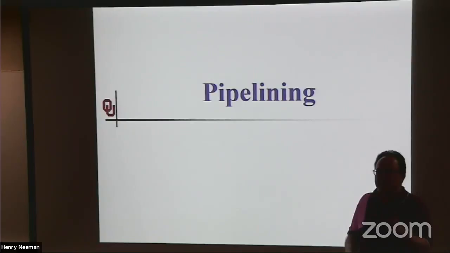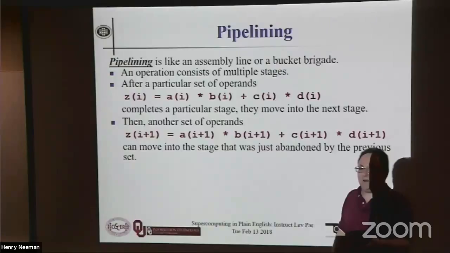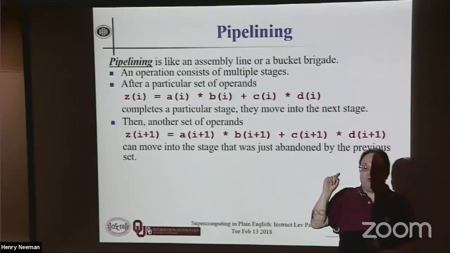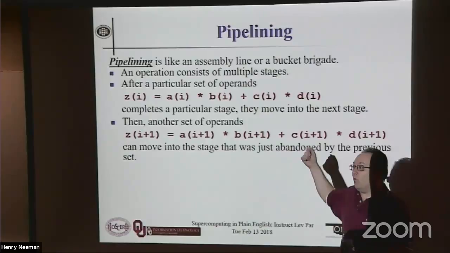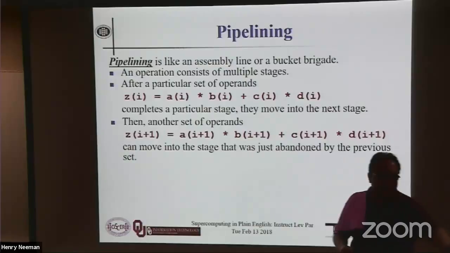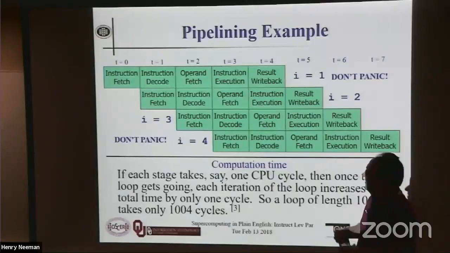All right, let's talk about pipelining. This is the bucket brigade or the assembly line approach. We're working on a particular set of operands, so index I, for example. But we can immediately start working on the next set of operands while we're still working on this set. And in fact, once we fill up the pipeline, depending on how deep the pipeline is, we can get a whole lot of different calculations going at the same time. Are you panicking? No panic. Okay, so here's a picture of that, which I stole from that reference there.